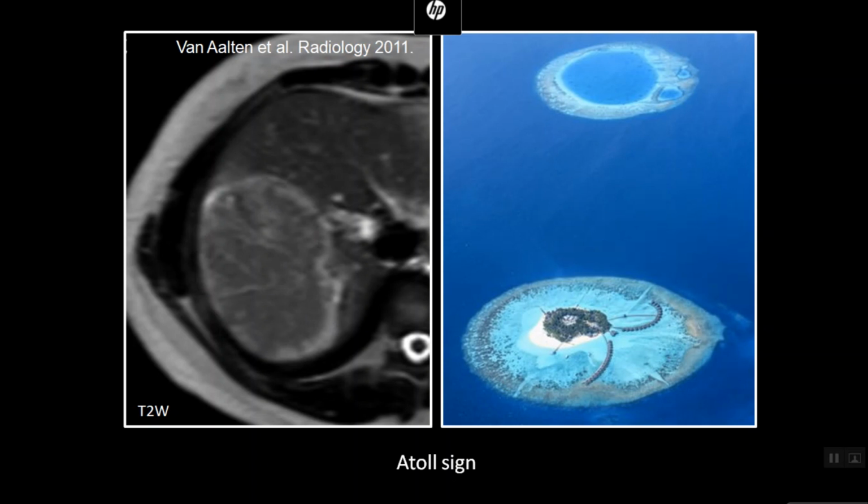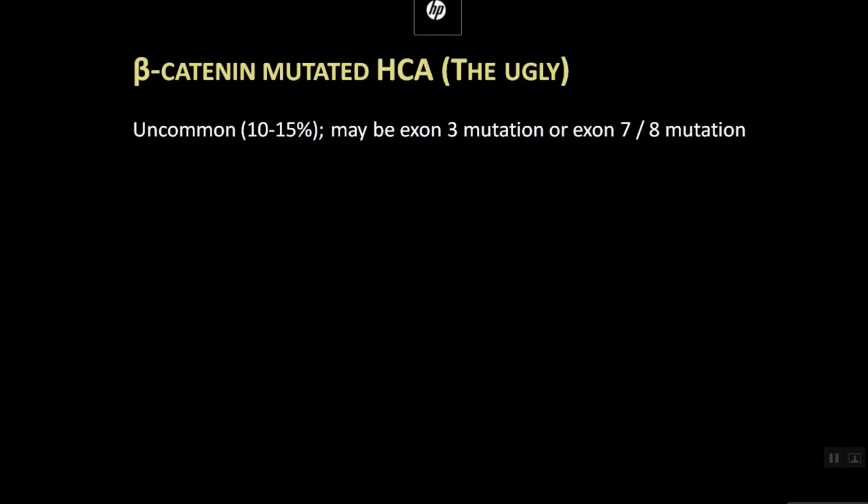Okay, have you understood this? Okay, then the third type is the ugly type, the beta-catenin mutated. So actually there are 7 types of adenomas. Okay, but these 3 are the ones you need to remember. Okay, so this is uncommon. It's maybe actually, so this is actually 2 types, right? It's exon 3 mutation, exon 7 mutation. Don't worry about all of that. Okay, just think of beta-catenin mutated adenoma.